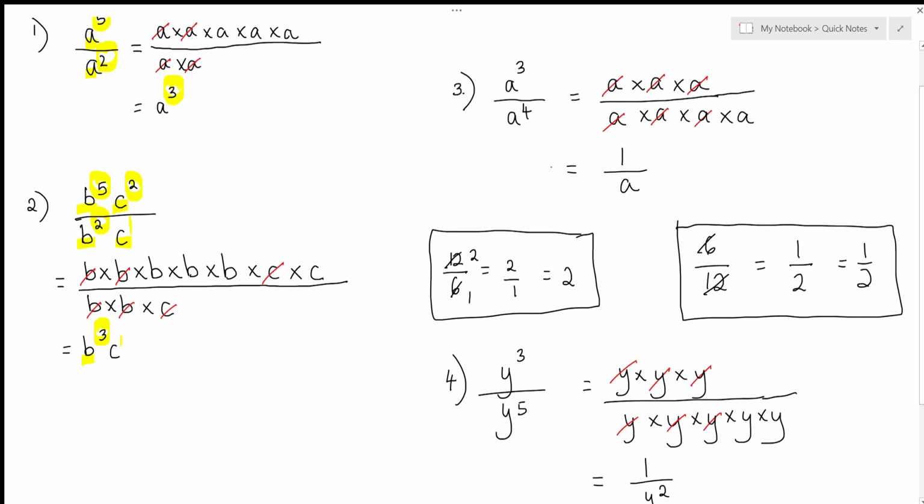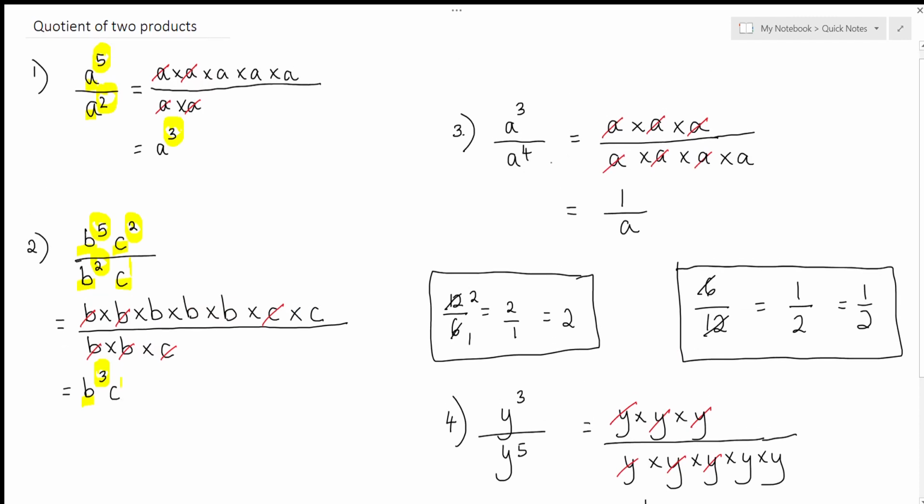So what I want you to take note of is, if we go back and we look at number 1, a to the power of 5 over a squared, we have more a's above. So your answer is basically going to be above, a cubed over 1. And number 2, we have more b's above than below. So your answer is going to end up with b cubed, c, because there are more c's above. But if you look at number 3, you will notice here that you have more a's underneath. So you've got 3 above and 4 underneath. You get 1 left underneath.